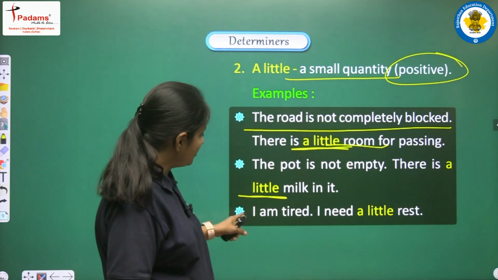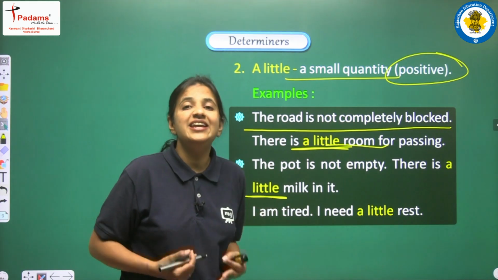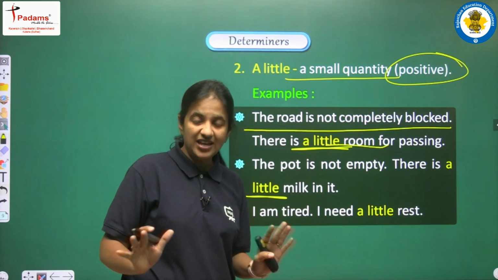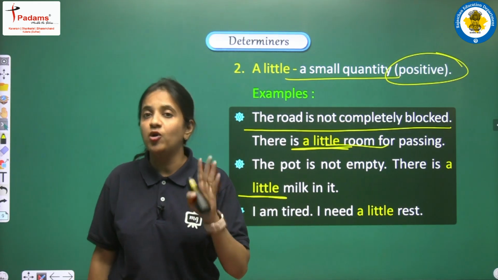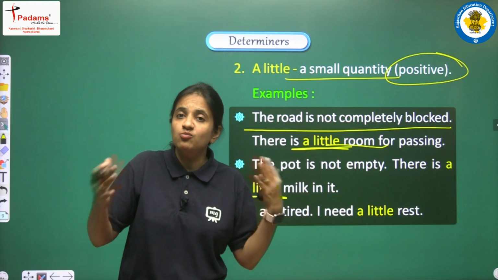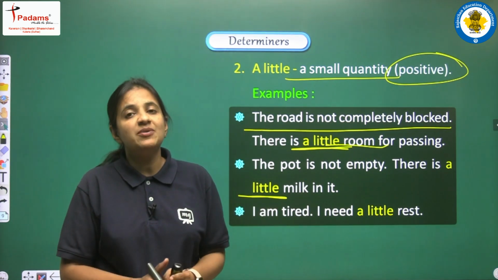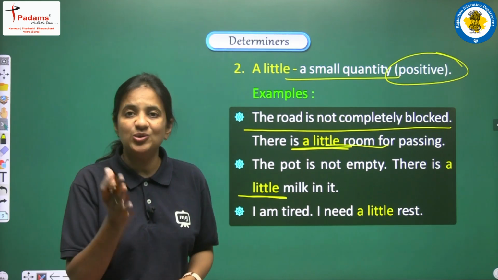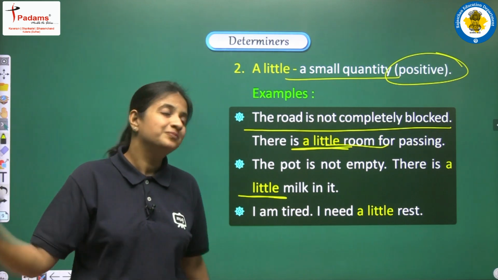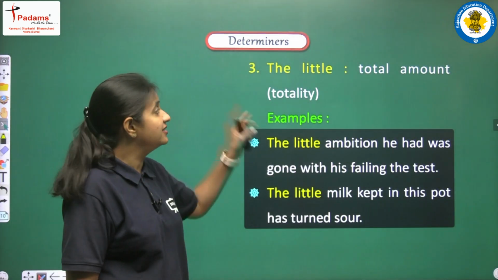So here again I am trying to say that I am tired, and because of this, yes, I need some rest. Okay, so just like a few, a little is also one of the positive words, and it shows a small quantity, but it shows a positive number, some kind of positivity, and it is used to give the positive meaning to the sentence. Okay. Now moving ahead, we have the next one, that is the little.